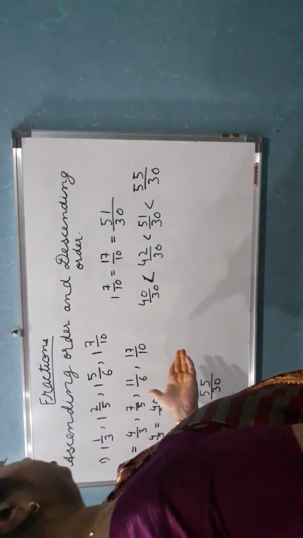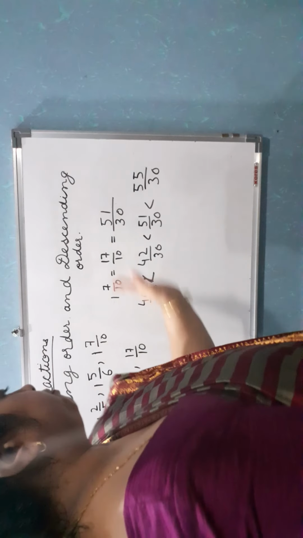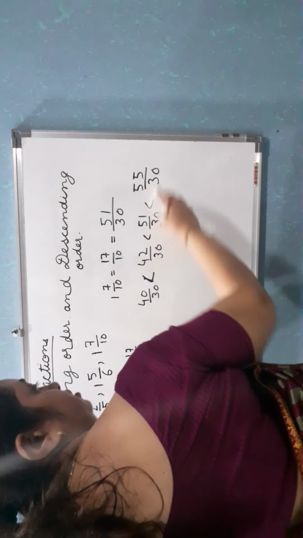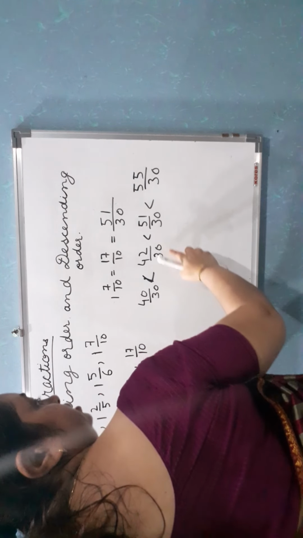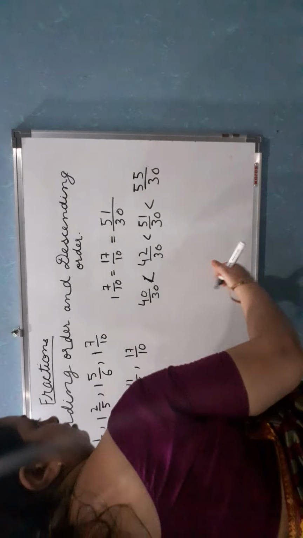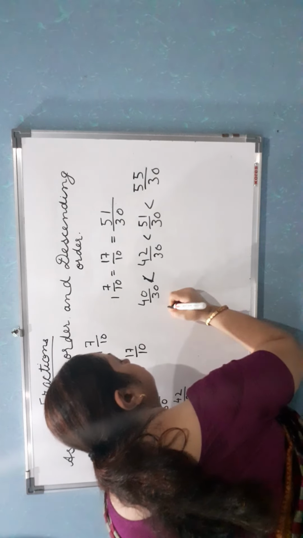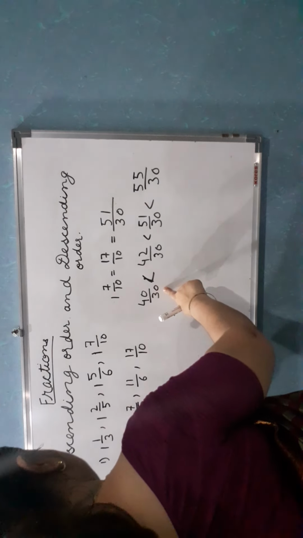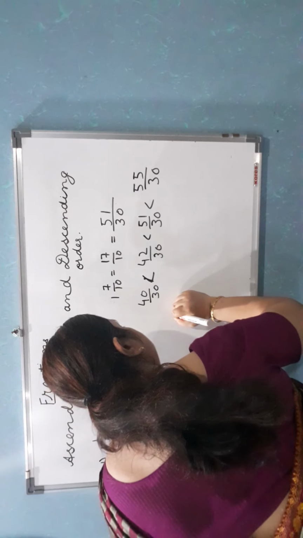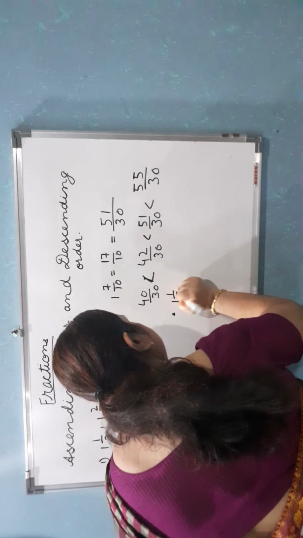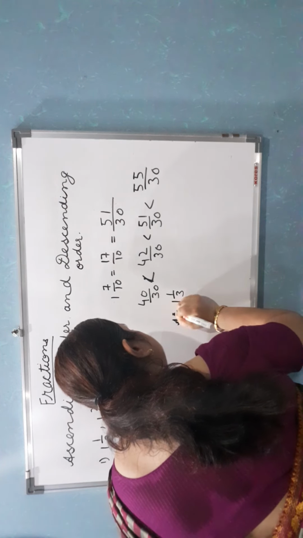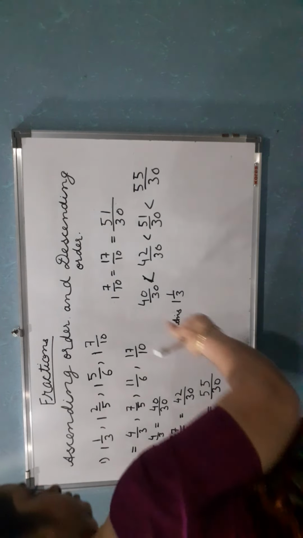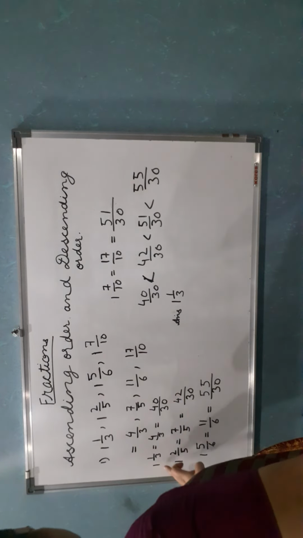In descending order, you have to write just the opposite of this. This way. This will be first, then this, then this, then this. Now, look here. 40 by 30 is how much? 1 1 by 3. This is your answer. Okay. 40 by 30 is 1 1 by 3.